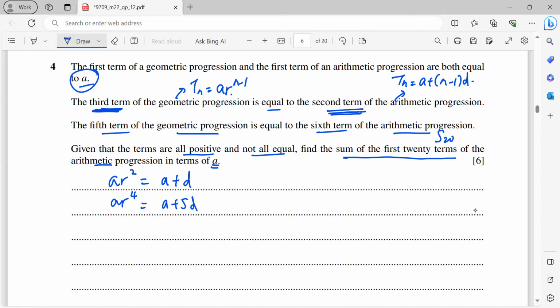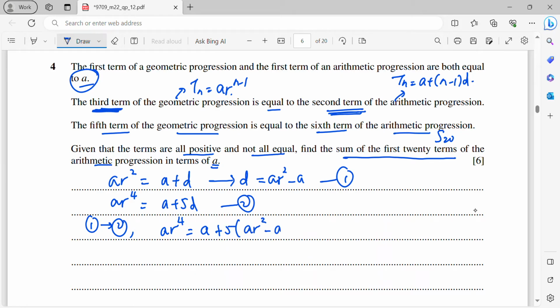So from here, I will get D as the subject of the first equation. So now my D is going to be AR squared minus A. This is my first equation, and this is going to be my second equation. Now I substitute first into second. So the left hand side will be AR to the power 4. On the right hand side, the A remains, plus 5D, so the D will be replaced by AR squared minus A.